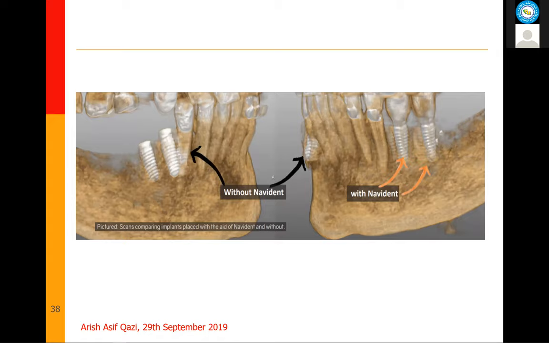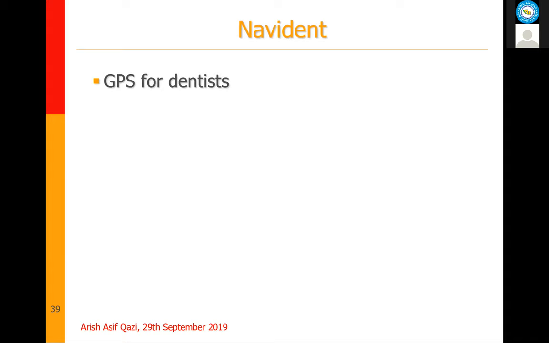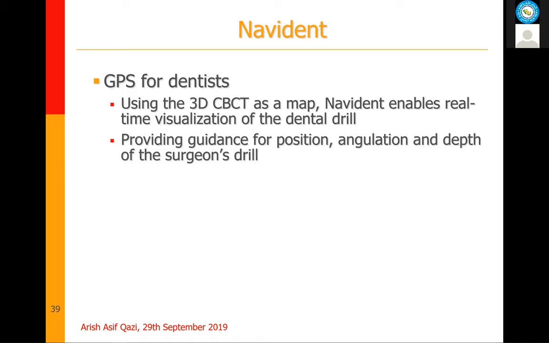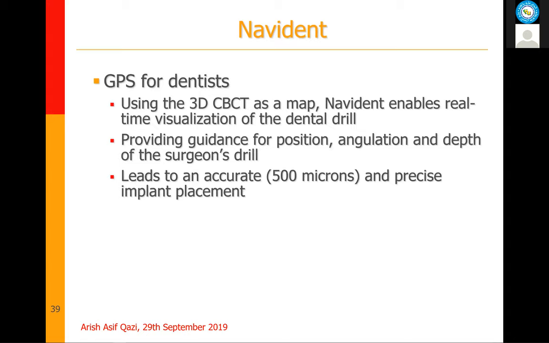Now, what is Navident? In layman's terms, it's a GPS for dentists. Using the three-dimensional cone beam CT as a map, Navident enables real-time visualization of the dentist's drill. It provides guidance for position, angulation, and depth of the surgeon's drill. Our system is very accurate. The overall end-to-end system accuracy is 500 microns.